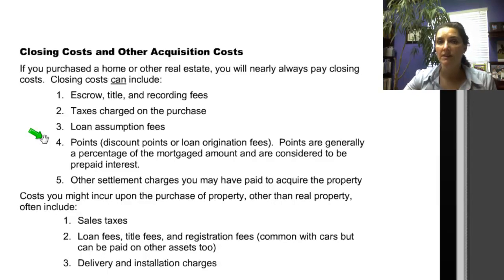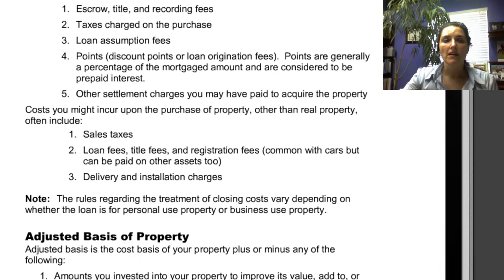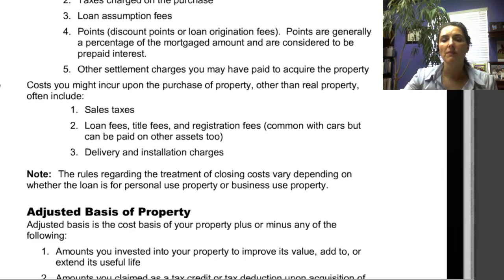And of course, in our itemized deduction session in part 1 of the basic tax course, we did show you how to look at closing papers to find those points. So if you purchased a home other than real estate, you will nearly always pay closing costs, and closing costs can include points. They can also include other settlement charges you may have paid to acquire the property. Costs you might incur upon the purchase of property other than real property include things like sales taxes, loan fees, title fees, and registration fees.